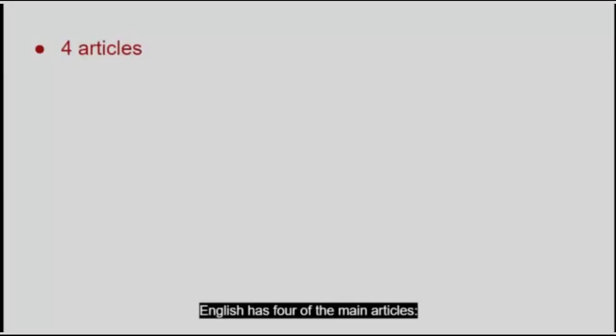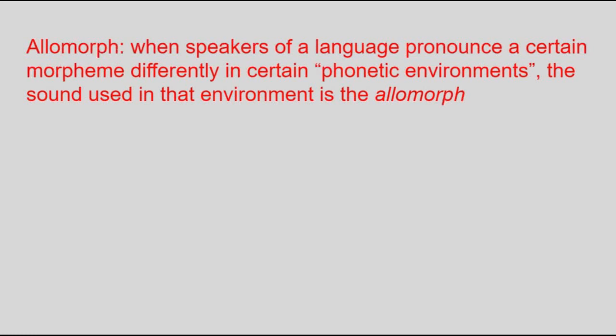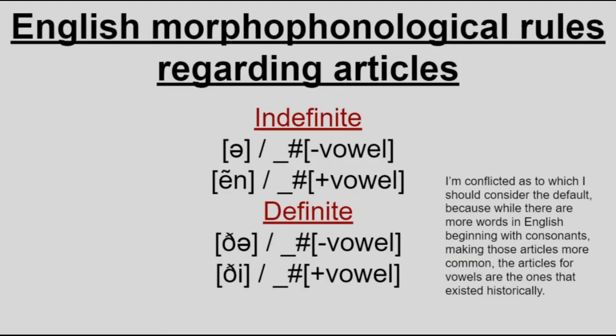English has 4 of the main articles, 2 definite and 2 indefinite. Here I was a bit conflicted because I need to explain allomorphs. Allophones are where sounds change based on their surroundings, like I've said. Allomorphs, on the other hand, are where a morpheme changes solely based on its phonetic surroundings. Due to the fact that almost everyone sees a and an as 2 separate words, I felt like I had to say that the and thee were also separate words. The number of English articles that I should have given is 2.